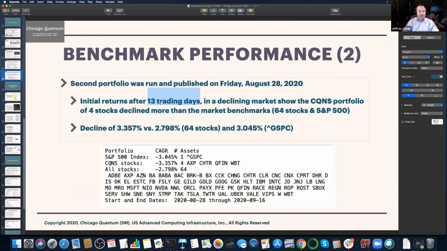So in 13 trading days, the S&P 500 declined by 3%. The Chicago Quantum Net Score declined by 3.4%, and the 64 stocks, if you would have held them, declined by 2.8%. So in this case, there was a little bit more of a decline in the Chicago Quantum Net Score. I don't know that there's any extenuating circumstances. It's just the way it is. We're still in research mode, and we're trying to figure out how this behaves in the market.